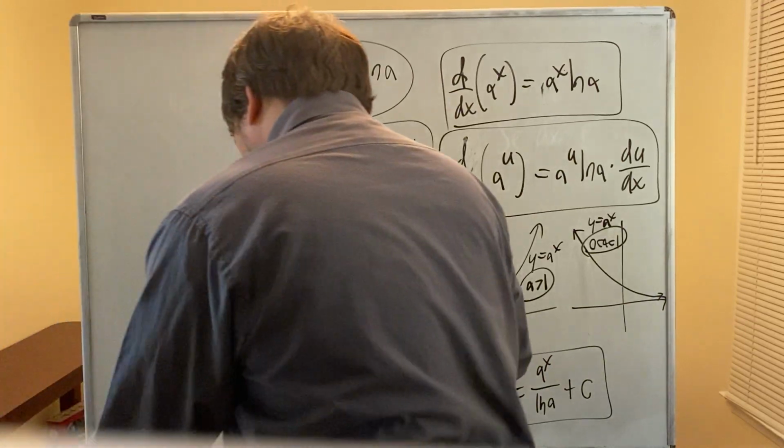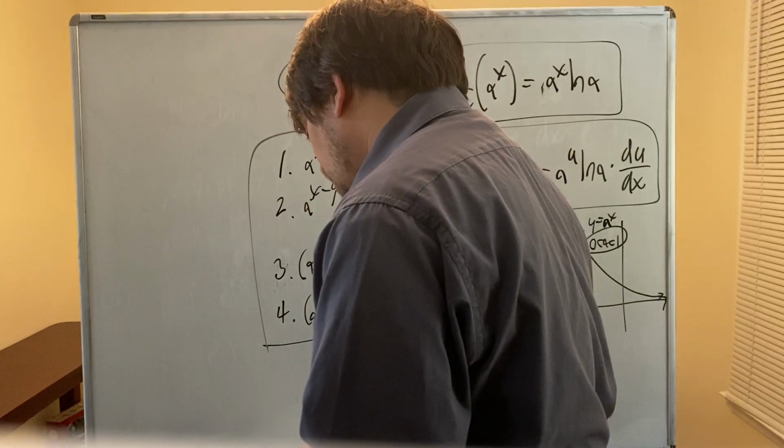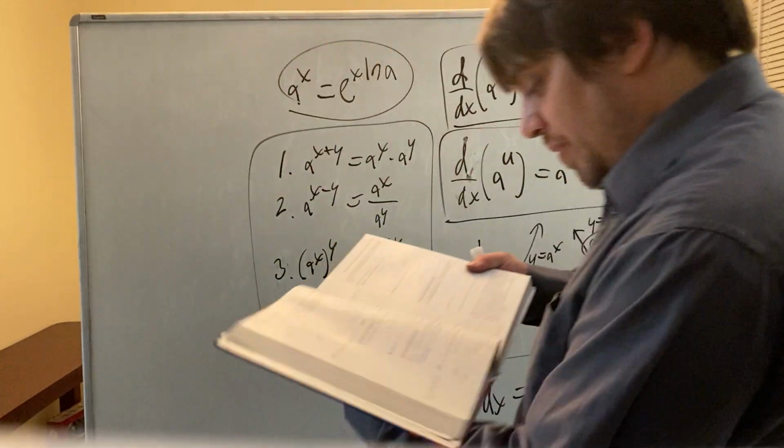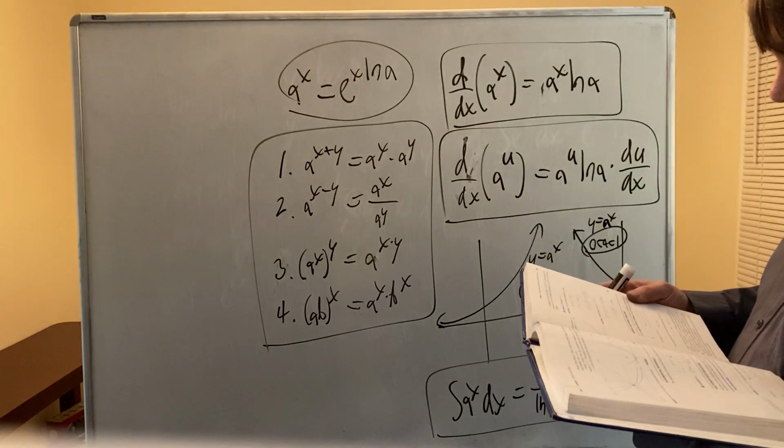The power rule is there. If n is any real number, and f of x equals x to the n, then f prime of x equals n times x to the n minus 1. You need to know that.